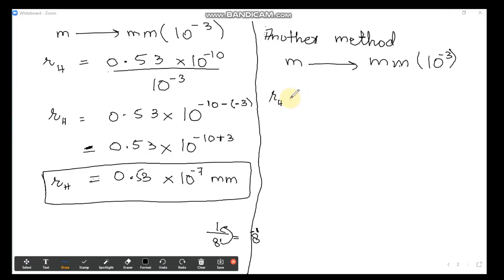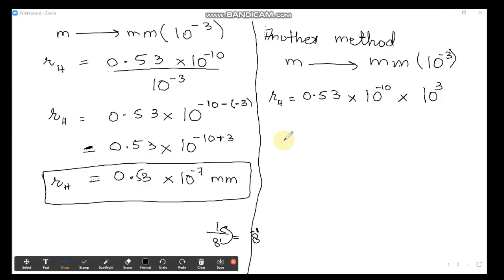the value of radius of hydrogen atom, that is 0.53, and then 10 raised to the power minus 10. And in the multiplication method you will multiply the value with the positive one. Okay, since the value of milli is exponent minus 3, in multiplication method you will multiply it with positive 3. Okay, and the answer will be same.